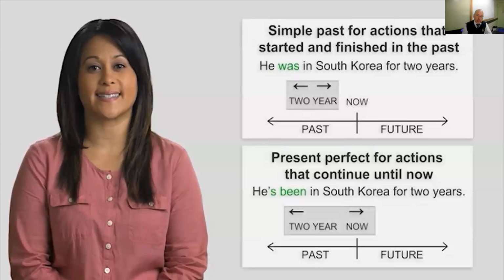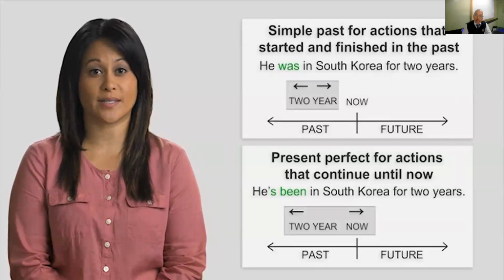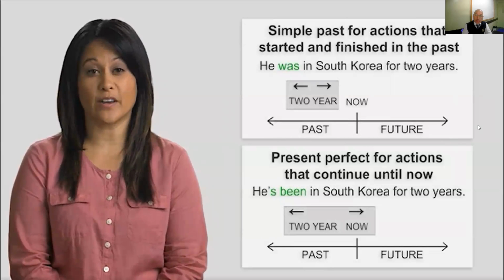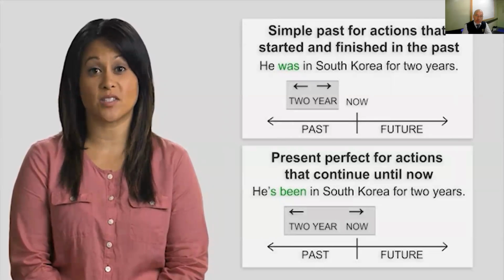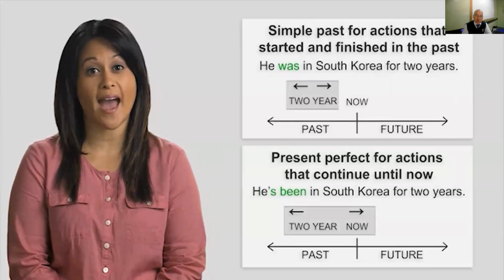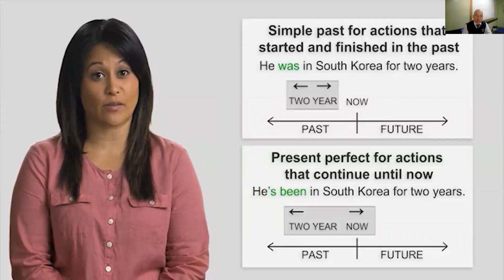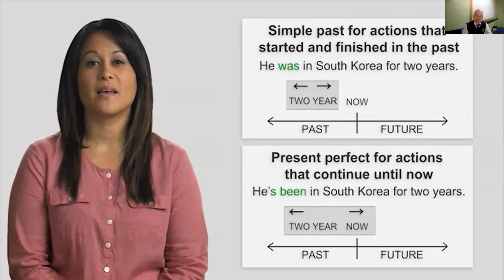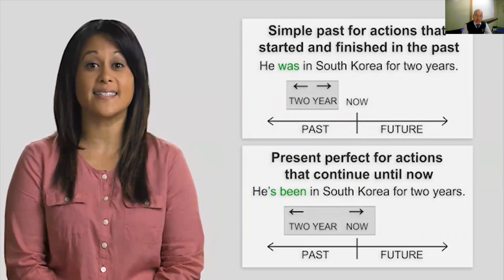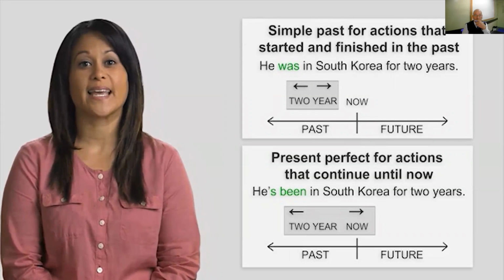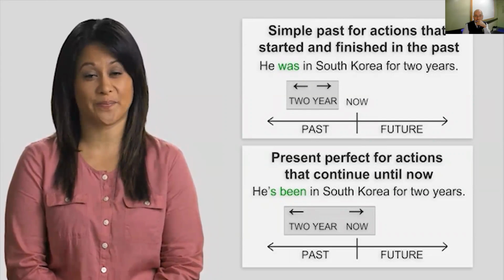Finally, look at these sentences. He was in South Korea for 2 years. He's been in South Korea for 2 years. The simple past is for actions that started and finished in the past. In the first sentence, the speaker is not in South Korea now. The present perfect is for actions that started in the past and continue until now. In the second sentence, the speaker is in South Korea now.